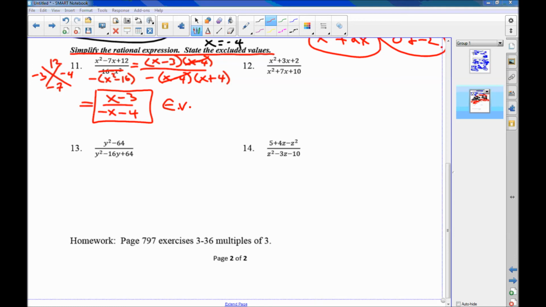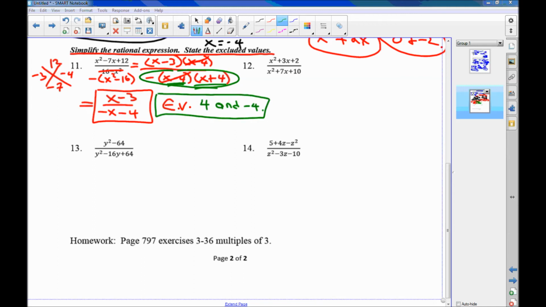And then we need to state excluded values. Our excluded values are going to be found from the factored version, setting the bottom equal to 0. So this part, we can just pretend like it's equal to 0 on the bottom here. And it's easy to see the two answers that are going to be excluded. One of them is going to be positive 4. That'll make that guy be 0. And the other one would be negative 4. That'll make the second one be 0.